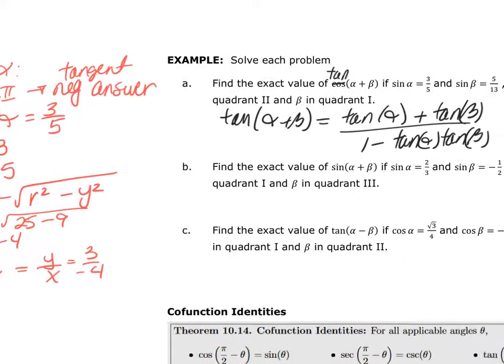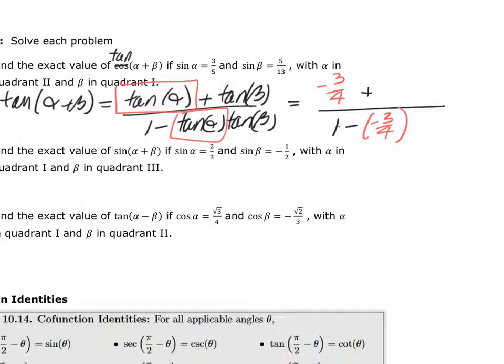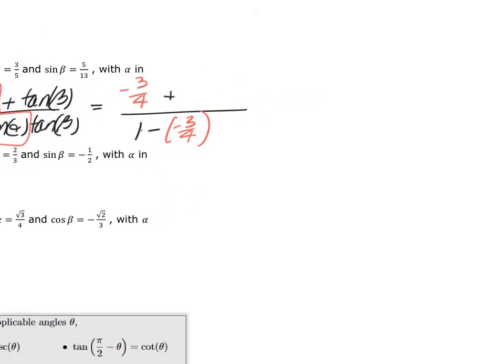And that tells me when I come over here, wherever I see the tangent of alpha, I can replace those values with negative 3 over 4. So this is equal to negative 3 over 4 plus, and then 1 minus, negative 3 over 4. Now I still need to get the ratios for beta. So I'm going to come over to the other side and do beta. I'm going to use blue. So I'm going to do beta now.